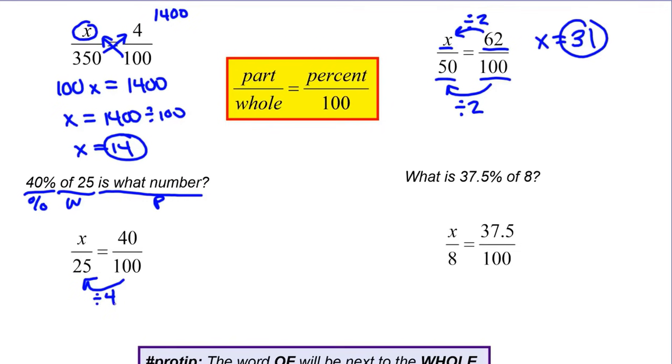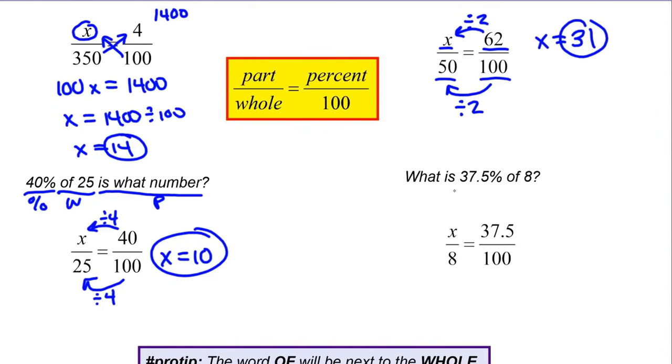100 divided by 4 is 25. And 40 divided by 4 would tell me what x is. And 40 divided by 4 is 10. So 40% of 25 is 10.